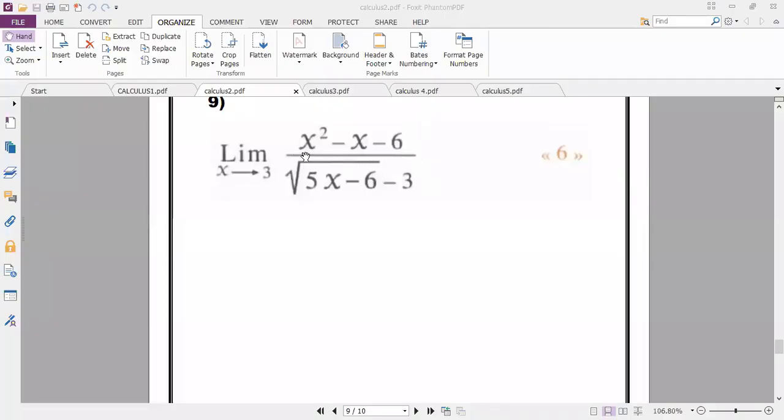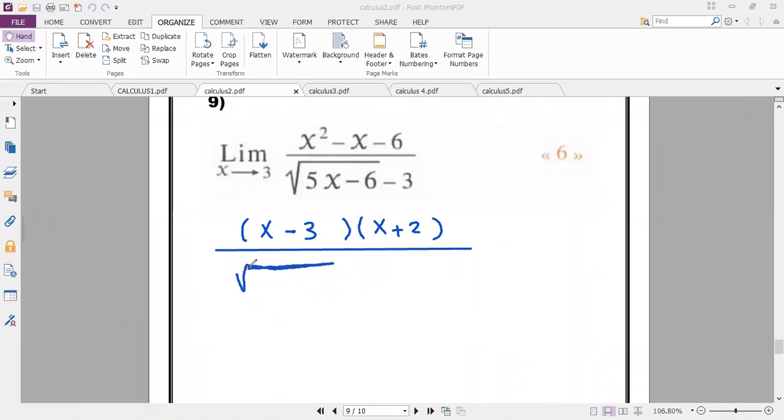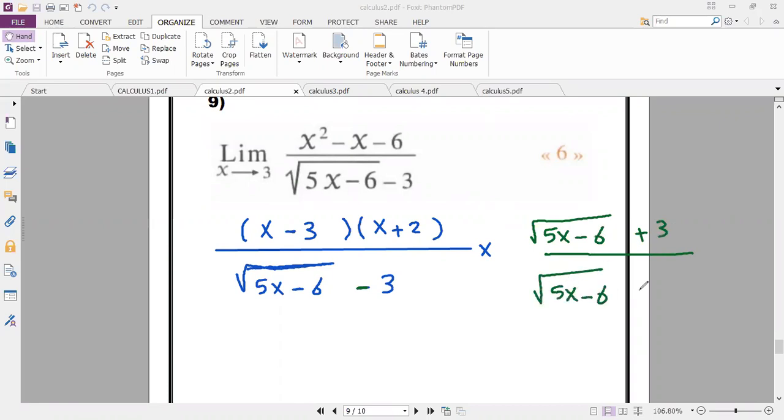The next one, we are going to find the limit by multiplying by the conjugate. So here we have x squared minus x minus 6. We can factorize it. It's x minus 3 and x plus 2, all divided by the square root of 5x minus 6, then minus 3. What is the conjugate? The conjugate is the same here, but just change the sign between them. So you are going to multiply it by the square root of 5x minus 6, then plus 3 up here, and the square root of 5x minus 6 plus 3 down.